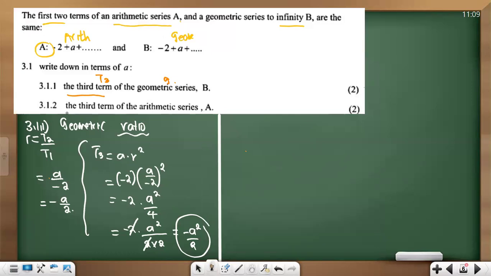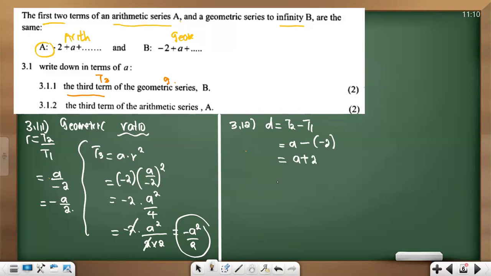Write down the third term if it's arithmetic. When it comes to arithmetic, what do I know? Common difference. How do I get the common difference? D equals T2 minus T1. So T2 is A minus negative 2. I did a bracket; whenever you're subtracting, please do a bracket. That will be A plus 2.